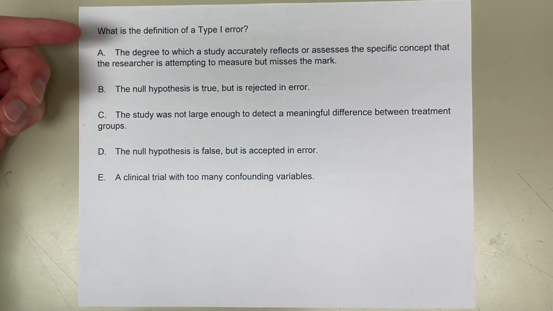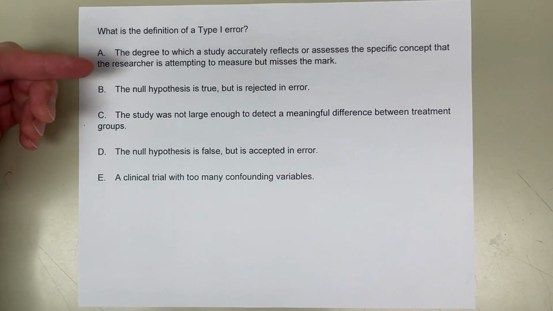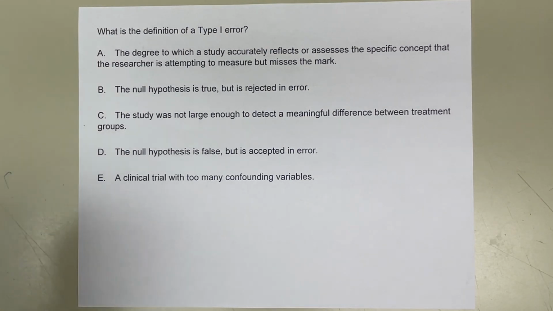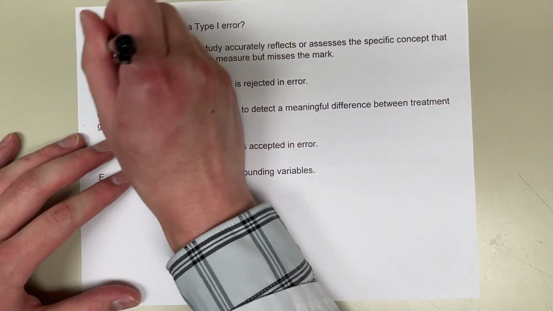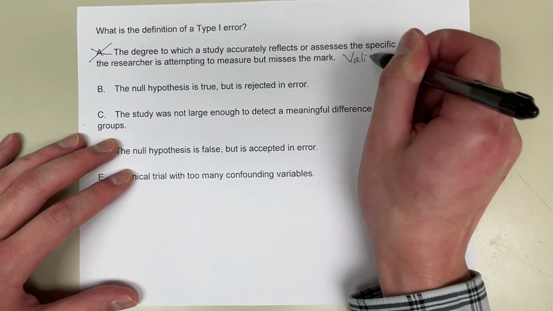What is the definition of a type 1 error? Is it A, the degree to which a study accurately reflects or assesses the specific concept that the researcher is attempting to measure but misses the mark? Nope, this is wrong. This is actually the definition of validity.